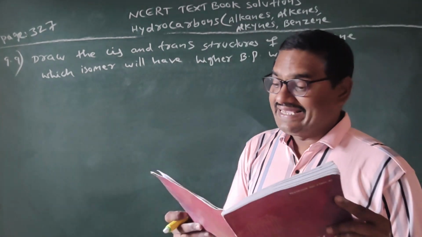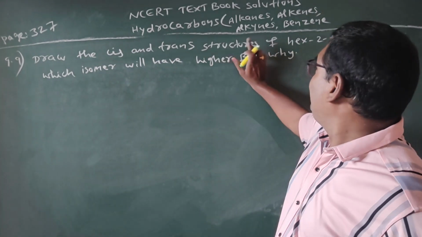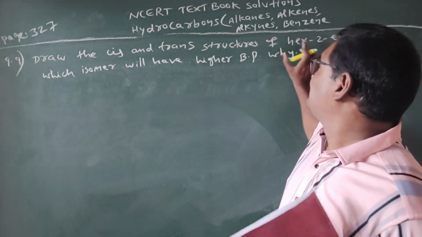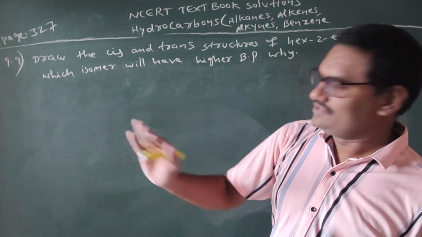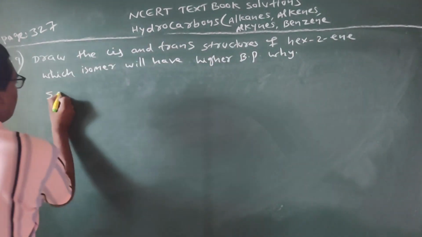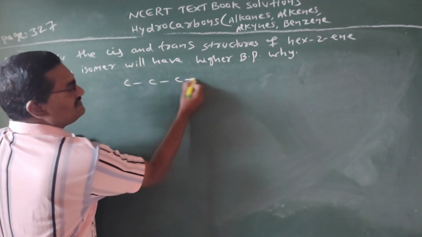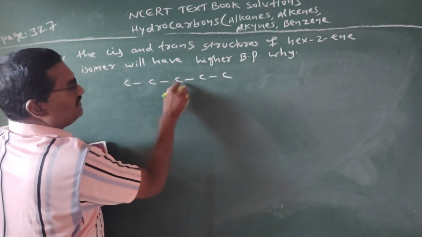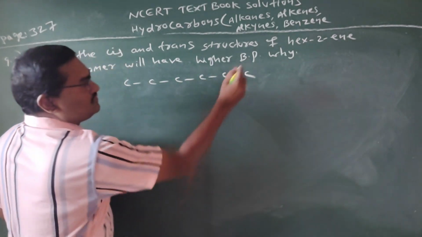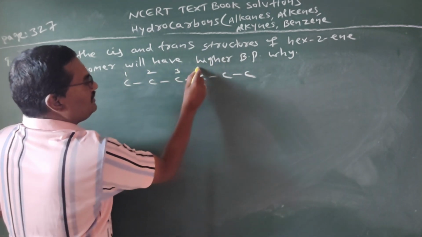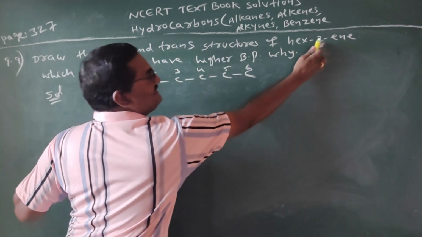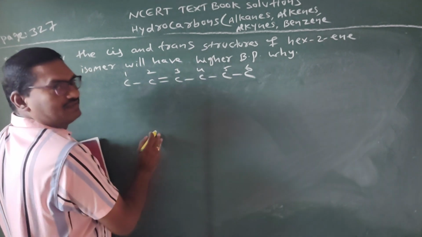So, here see hex-2-ene. Hex means 6 carbons. Second place contains a double bond. So you will write the solution. Hex means 6 carbons: 1, 2, 3, 4, 5, 6. Second place contains the double bond.